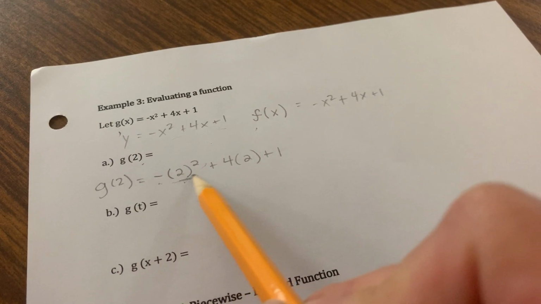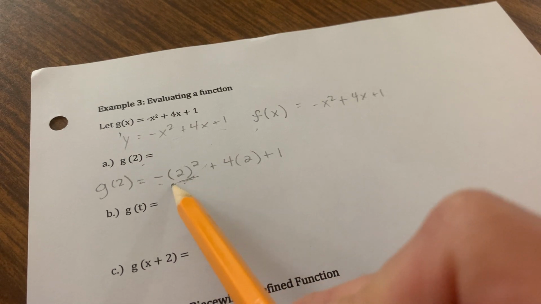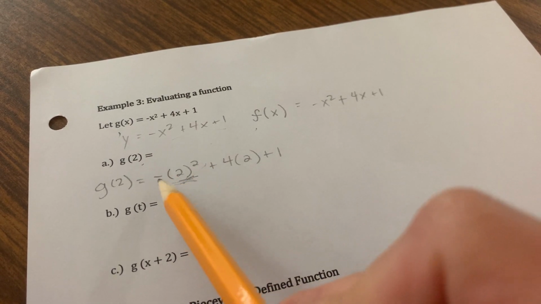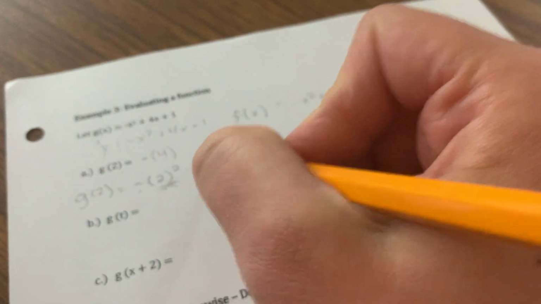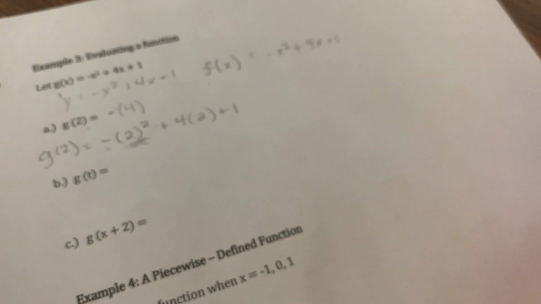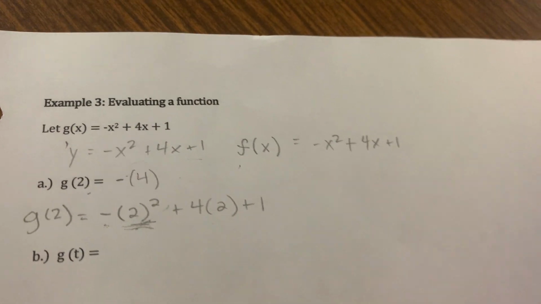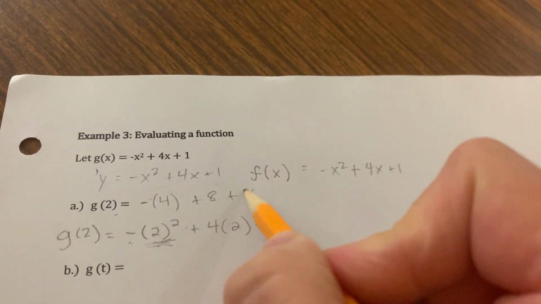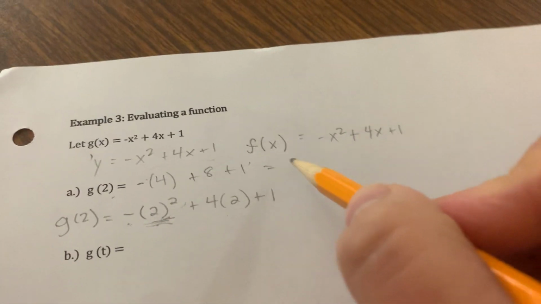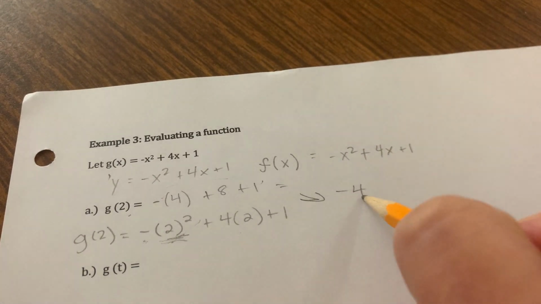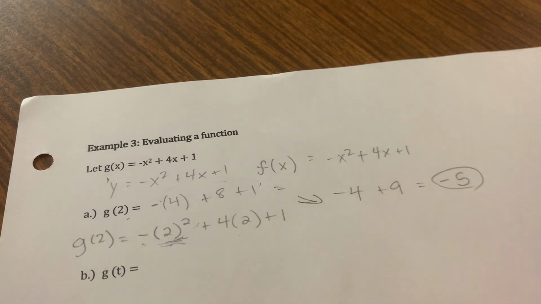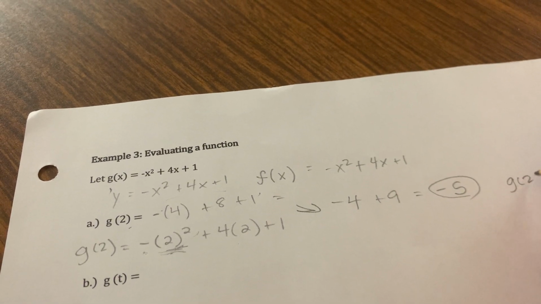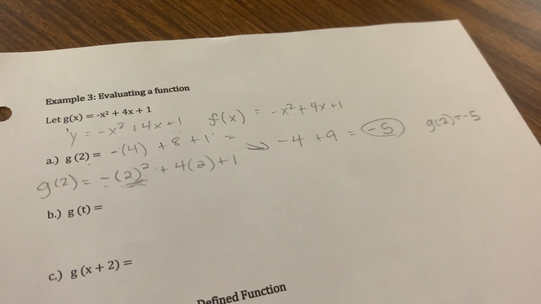So let's start here. Please excuse my dear Aunt Sally. Exponents come first. So you're going to still have that negative. So it's going to be -4 plus 8 plus 1. So it's going to be -4 plus 9. So your answer is -5. So g of 2, when I put in 2, I get -5. Okay, that's Algebra 1, Algebra 2 review.